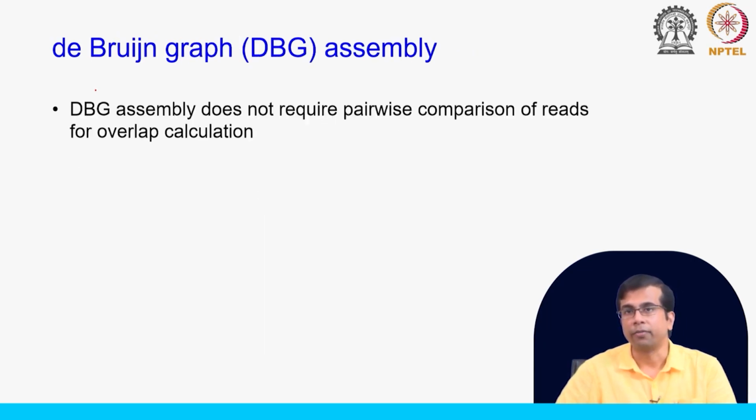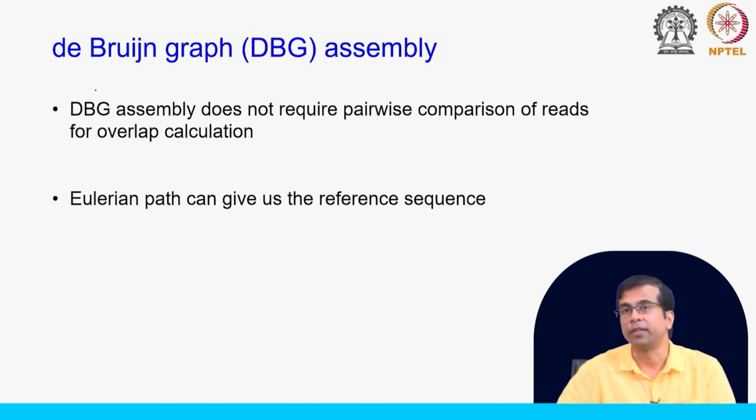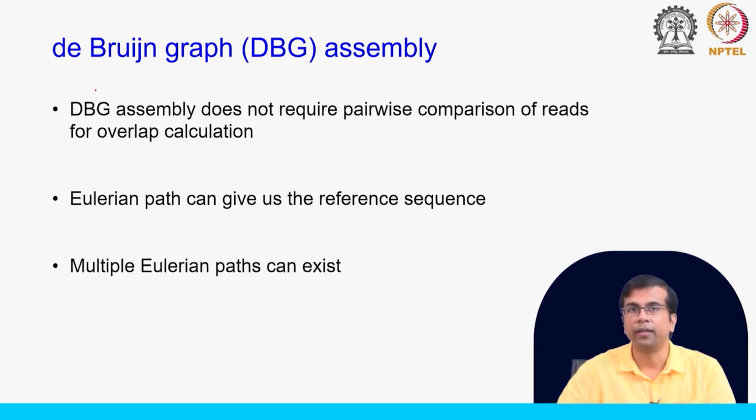So, to summarize what we have discussed about de Bruijn graph assembly. DBG assembly does not require pairwise comparison of reads. This actually saves time, and this means this algorithm will be faster than the other methods that we discussed, namely OLC or the SCS. We have also seen that if a graph satisfies the criteria for an Eulerian path, we can get the reference sequence by traversing this path in the multigraph.